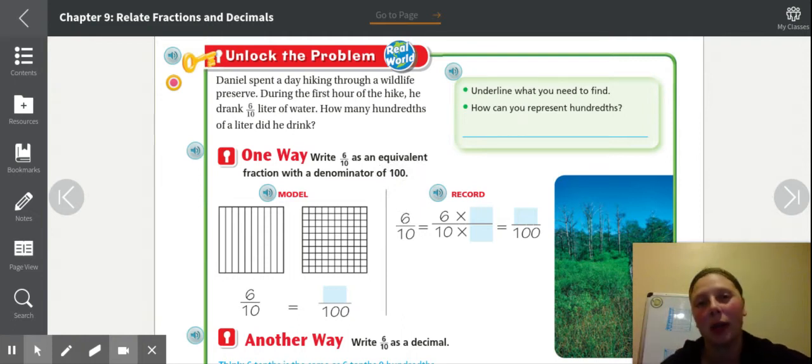Today we are going to be working on equivalent fractions and decimals. So we know that equivalent fractions name the same amount of shaded pieces. Well, equivalent decimals are the same thing, talking about equal decimals. They are the same amount. It's equal. So let's take a look.